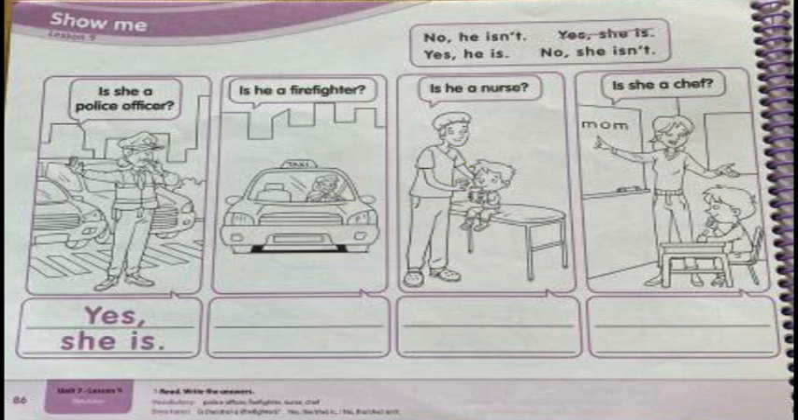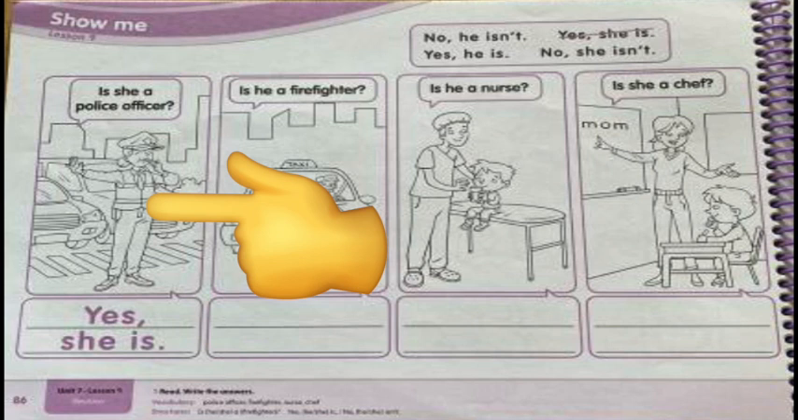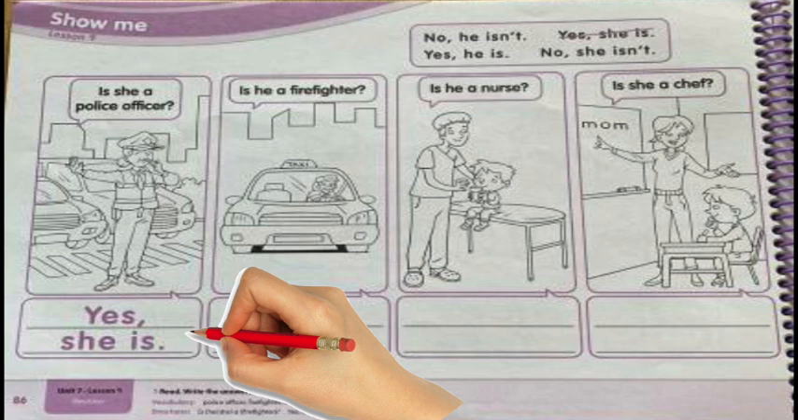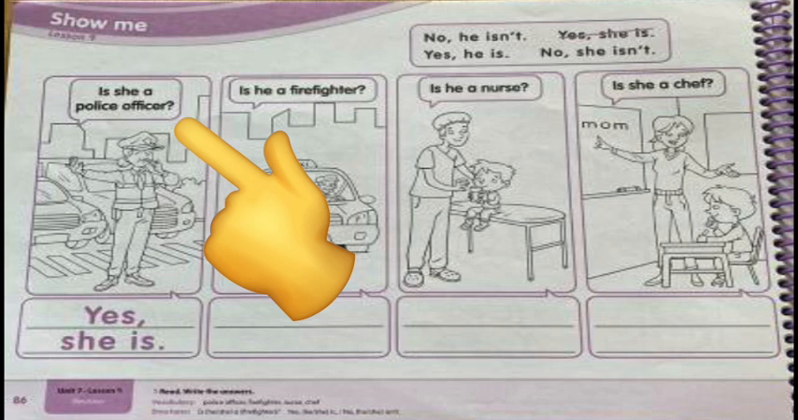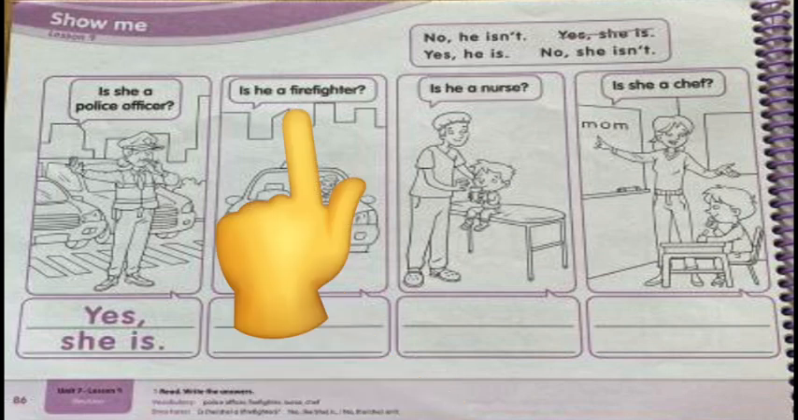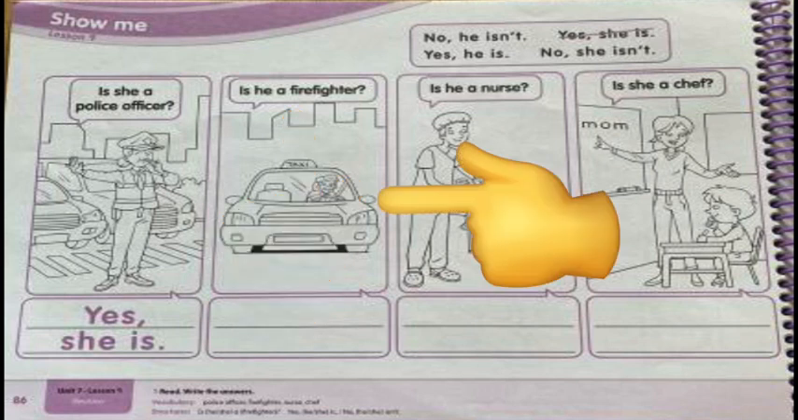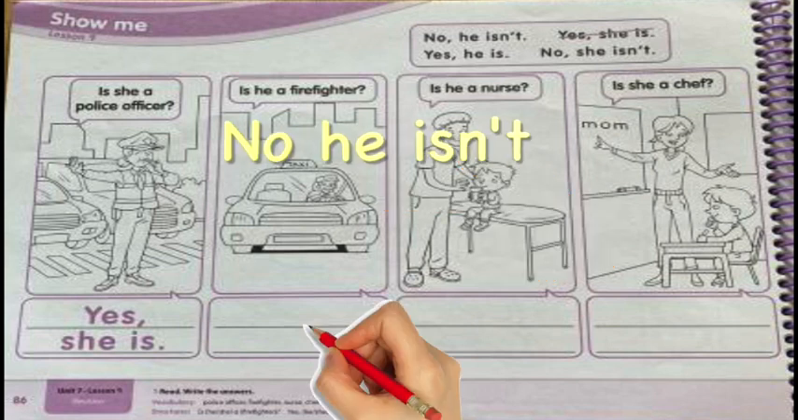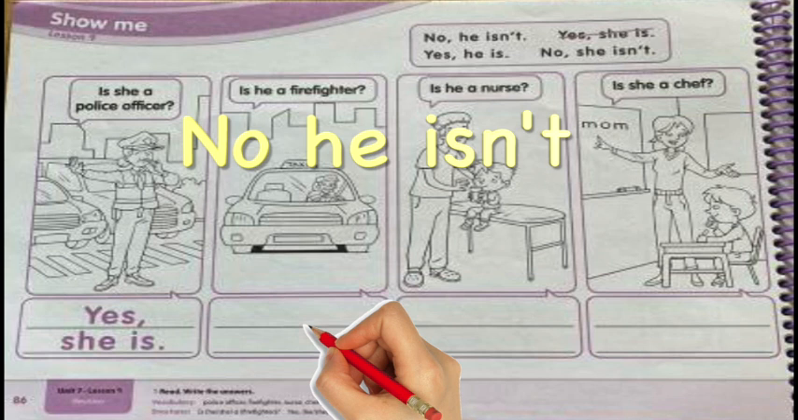On this page, you can look at the picture and read the words and then write the answer. So let's have a look at this one. It says, is she a police officer? And we look at the picture and we see that she is. So we write, yes, she is. Let's have a look at this one. This says, is he a firefighter? This picture looks like a taxi driver. So here we would write, no, he isn't. Have a go at the other pictures on the page.